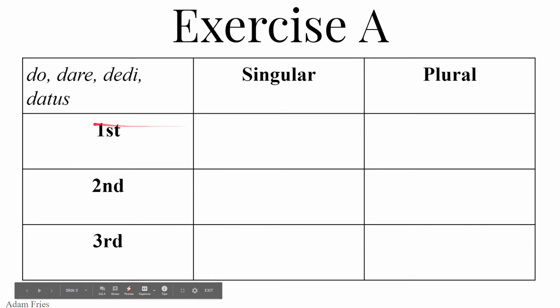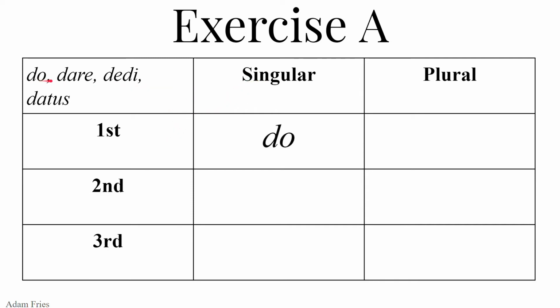Here's how Latin does it. You need to know the principal parts: do, dare, dedi, datus. So, I give, I gave, I have given, give, gave, given, like on the previous slide. To conjugate this verb, the first person singular in Latin is the first principal part, do, unchanged. So just write do for the first person singular.